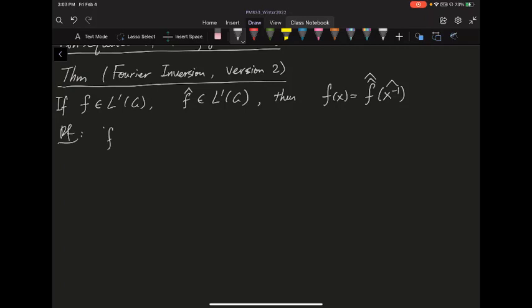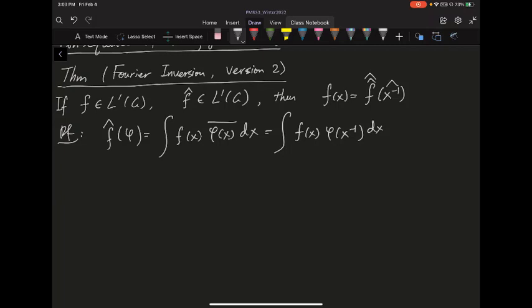Consider F hat of phi, which is just the usual Fourier transform: the integral of F of X times phi of X conjugate dx. One way of doing that is to pretend this is phi evaluated at X inverse dx. Because your group is abelian, you can replace X inverse by X without paying any penalty. The modular function is constant 1. So this is the integral of phi of X inverse dx.